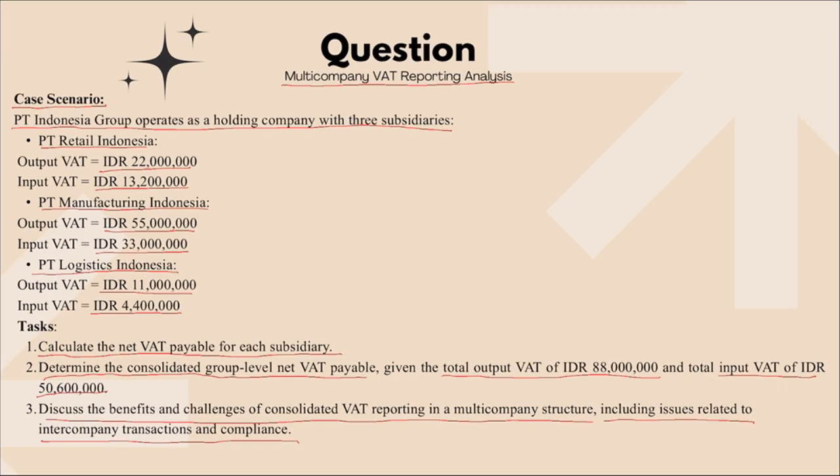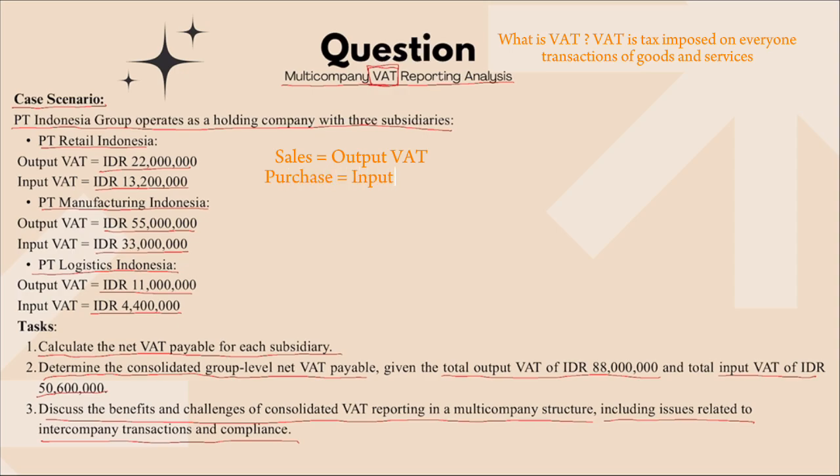Number 1. Before we calculate net VAT payable, we must understand VAT. What is VAT? VAT is a tax imposed on every transaction of goods and services. Companies must pay tax on their sales, which is called output VAT, but can deduct the tax paid when purchasing raw material, which is called input VAT. How to calculate net VAT payable? The formula is output VAT minus input VAT.